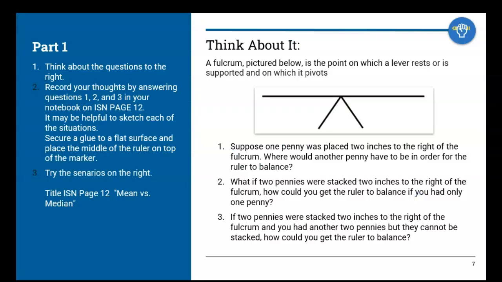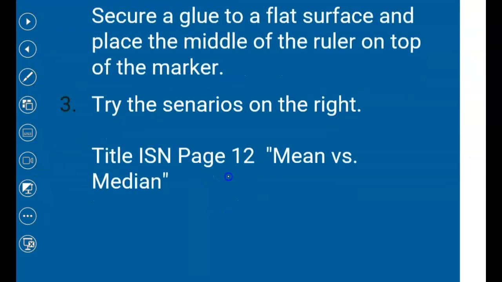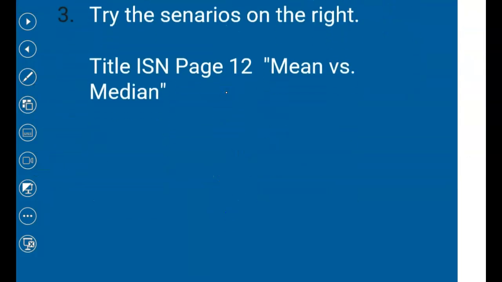We're going to start on page 12, so go ahead and go to page 12, and you're going to title it this right here. Mean versus median. Because at the end of the lesson, we need to know the difference between those two based on the histogram, okay? Mean versus median.